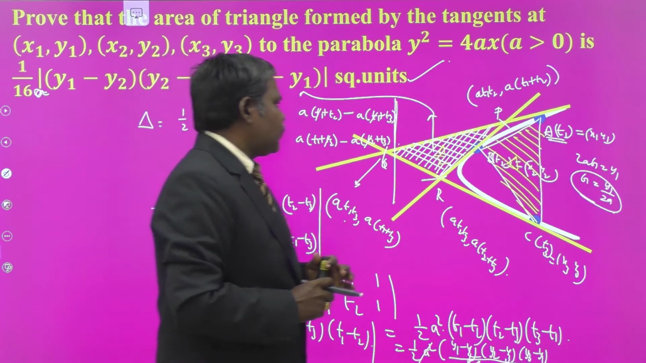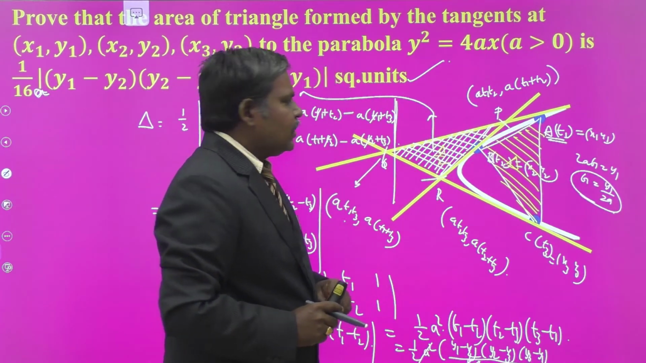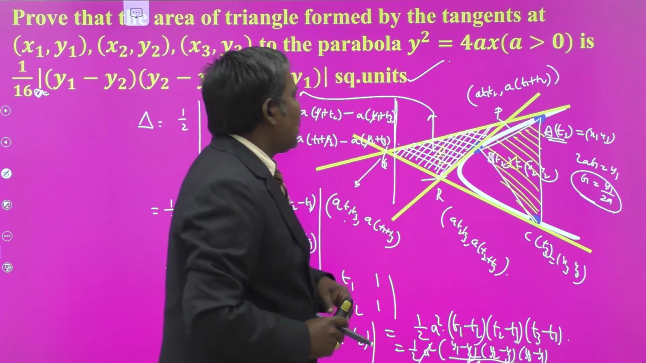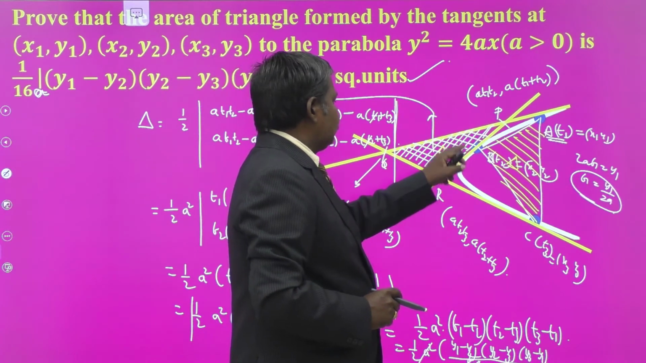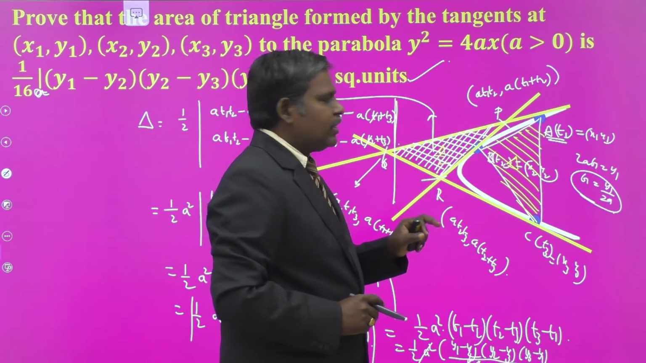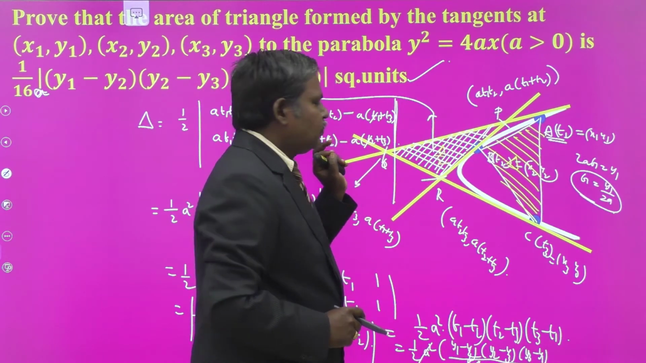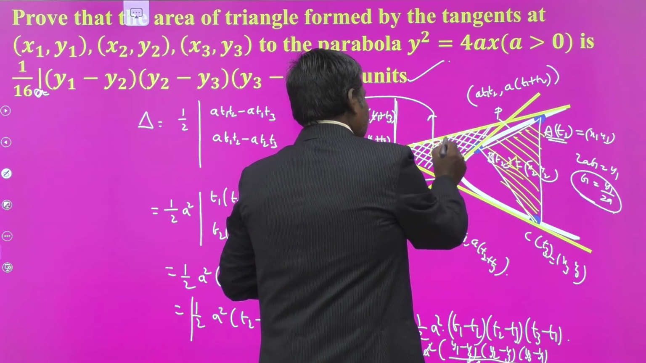That is one of the best results for you. I repeat once again the result: the area of the triangle formed by any 3 points on the parabola is equivalent to half of the area of the triangle formed by the tangents to the parabola at those points. If it is delta, it is delta by 2.